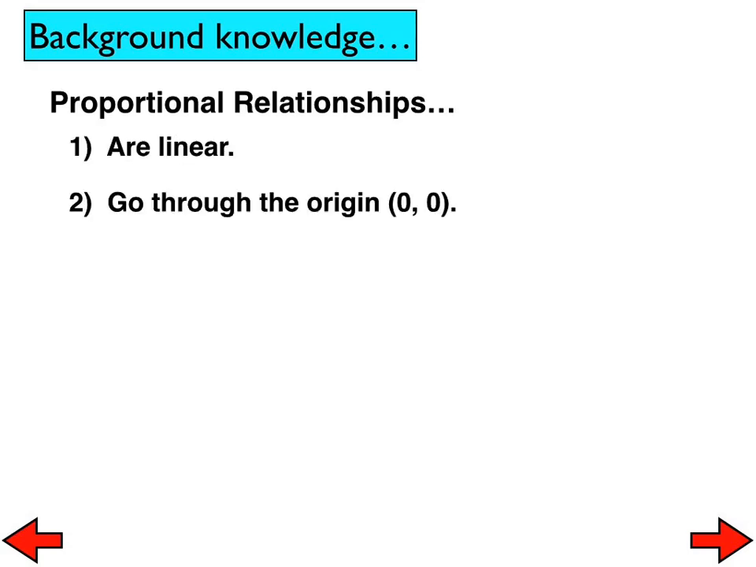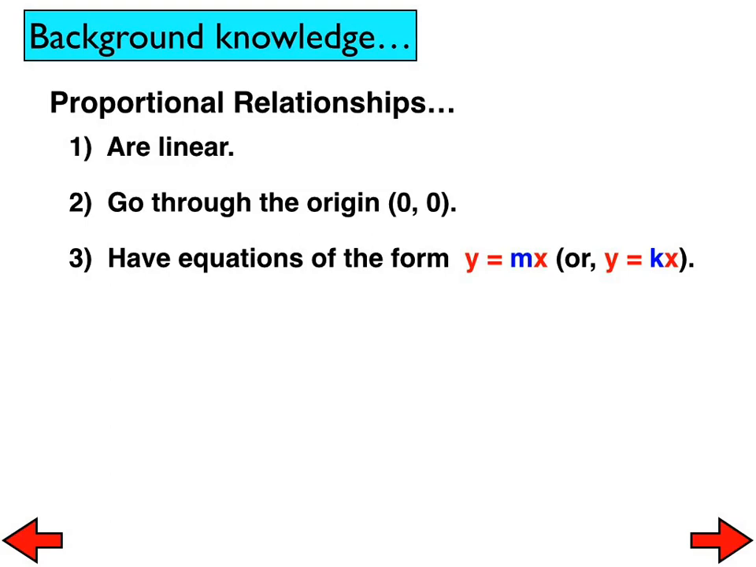Okay, lots of background knowledge here. Proportional relationships are linear. We've talked about that in full detail in various lessons. They go through the origin, 0, 0. We've talked about that in many lessons. They have equations that are in the form y equals mx plus b, or excuse me, not plus b, but just y equals mx or y equals kx, where m and k are both just referring to the slope. The reason why there's no plus b there is because it's at the origin, which makes the y-intercept 0. And all the ratios of y over x are equivalent.